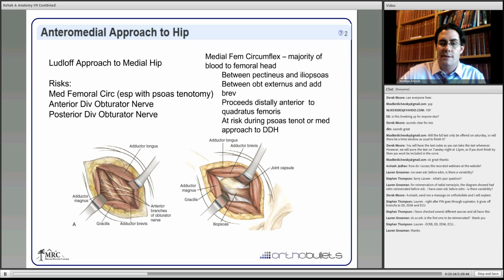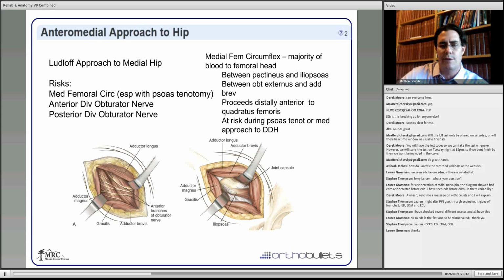What specifically comes into play when you perform an iliopsoas tenotomy is the medial femoral circumflex artery. Essentially that is hidden, directly underneath as it wraps around. We'll talk about a question on this a little bit later in the webinar. But as that artery wraps around, it is draped right underneath your iliopsoas tendon, and it's a majority of the blood supply to the femoral head. The medial femoral circumflex comes between your pectineus and iliopsoas. It then circles around and runs between your obturator externus and your adductor brevis, and then proceeds distally anterior to the quadratus femoris, where it's potentially at risk with the posterior approach to the hip. So it's specifically at risk with the psoas tenotomy with that medial approach for DDH.